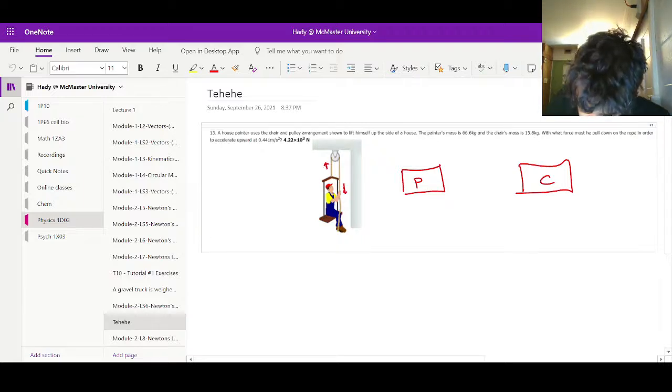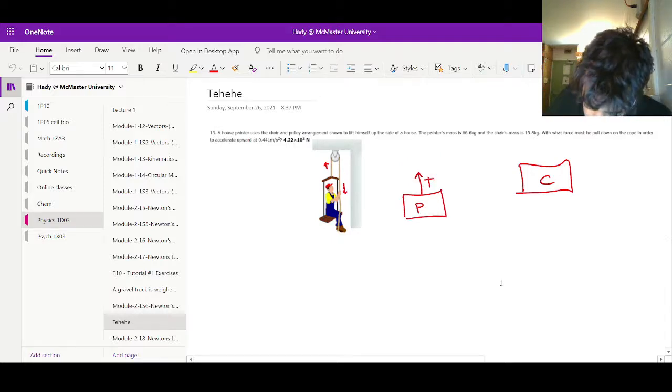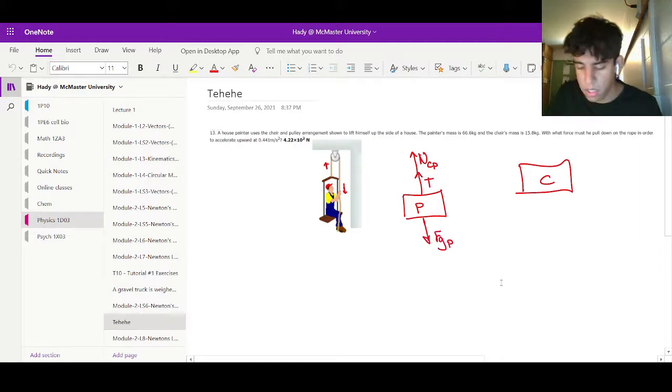So here we have, let me click off. Here we have tension goes up, and I'll actually move it down a bit so I have some space. Tension goes up, and we also have the normal force of the chair on the person that goes up, and then we have the force of gravity of the weight of the person.